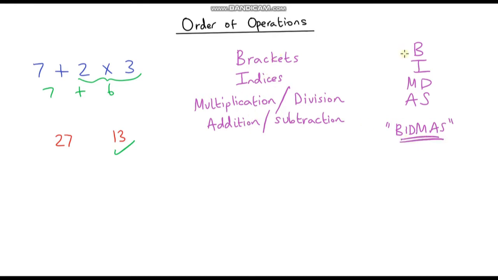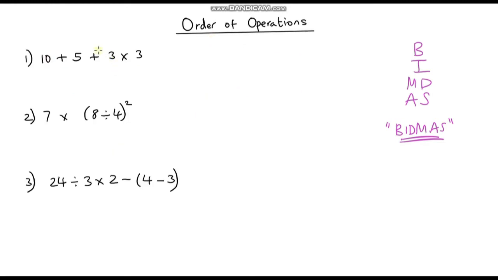I'm going to go through a couple of worked examples of evaluating expressions using our orders of operation, and then I'll give you a few to do yourself. With this first one here, we don't have any brackets, we don't have any indices, but we do have a multiplication. So we're going to do this first. 3 times 3 gives us 9, so we're just left with 10 plus 5 plus 9. Because addition is commutative, it doesn't matter which order we do these. 10 plus 5 is 15, 15 plus 9 is 24.